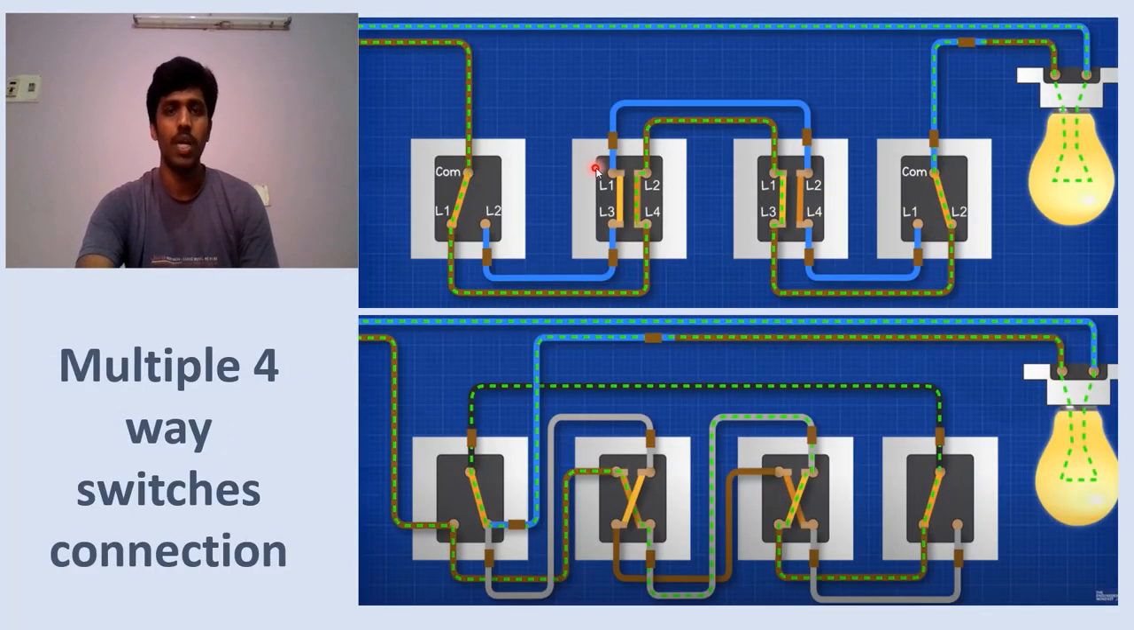So if we use multiple four-way switches in between, then the connection will look like in this figure. In the first figure, the connection is made on the basis of the basic connection, whereas in the second figure the connection is made on the basis of the third method.